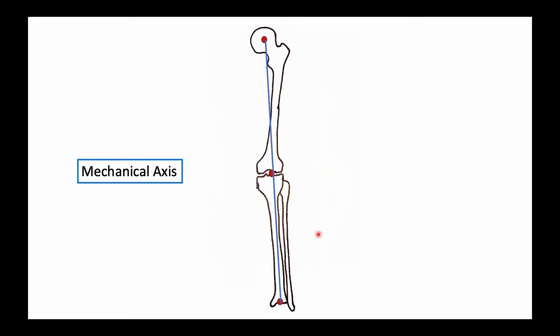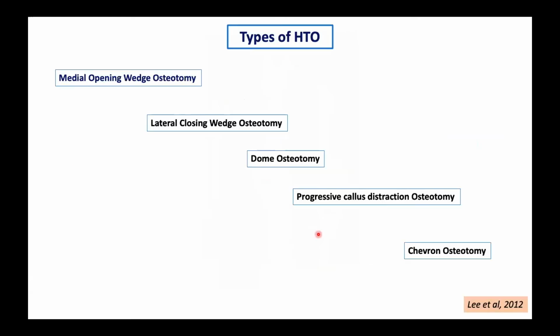So this is the mechanical axis, and the other axes have been very well defined by Sudeep sir. To be very brief, there are several types of high tibial osteotomy. The most common one is medial opening wedge osteotomy. Others are lateral closing wedge osteotomy, dome osteotomy, progressive callus distraction osteotomy, and chevron osteotomy as well. Out of all these osteotomies, the most common is medial opening wedge osteotomy, and most of us, if not all of us, have either seen or assisted a medial opening wedge osteotomy.